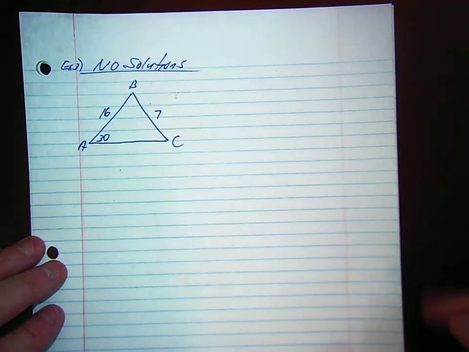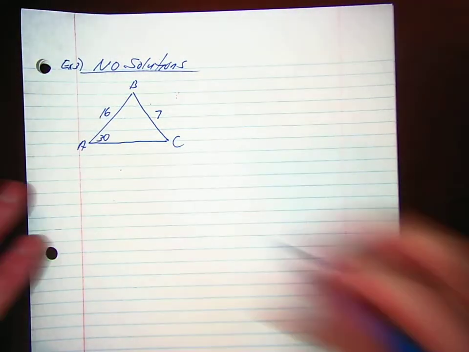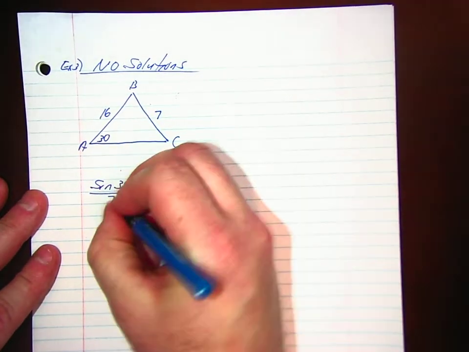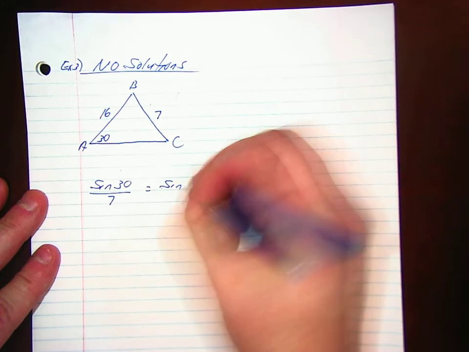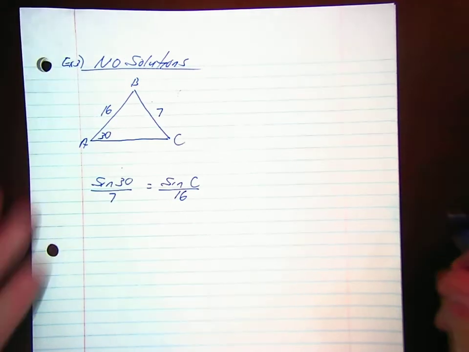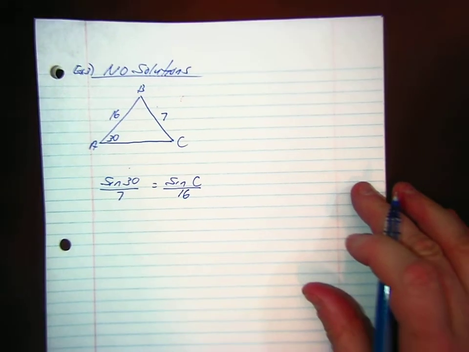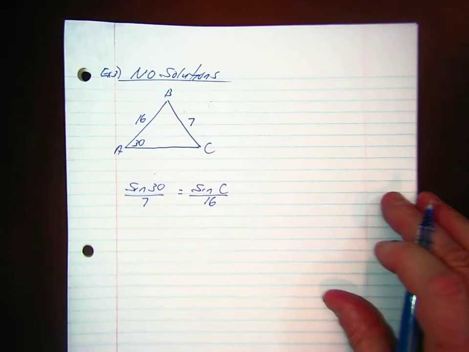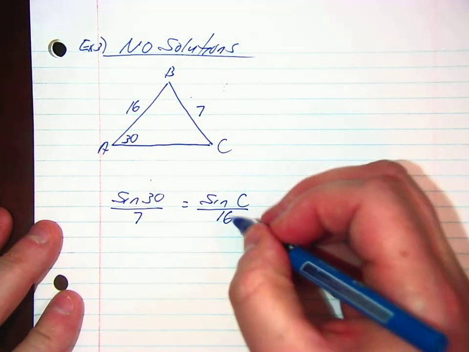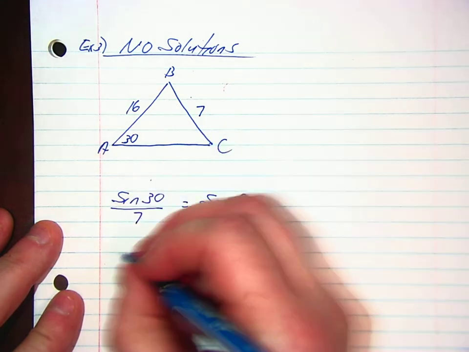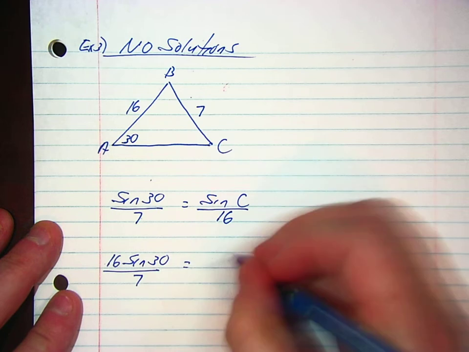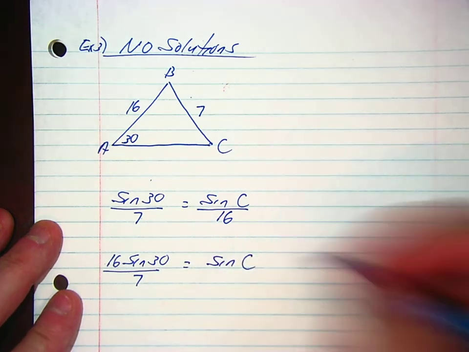So again, we have a law of sines problem. I'm going to set it up. The sine of angle A, 30, over little a, 7, equals the sine of angle C, which is what I don't know, over little c, 16. And we're going to cross multiply. This is going to be an angle, so you're going to have to do inverse. Zoom in a little bit because it won't need very much room. So I'm going to just multiply the 16 up here to get rid of it. So it's going to be 16 times the sine of 30 over 7 equals the sine of angle C.